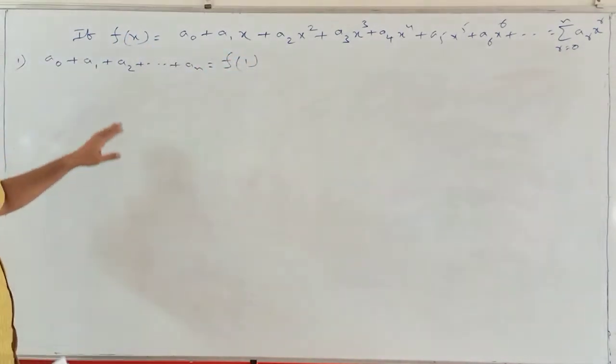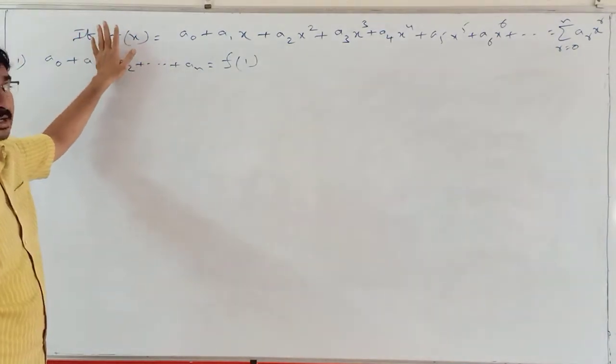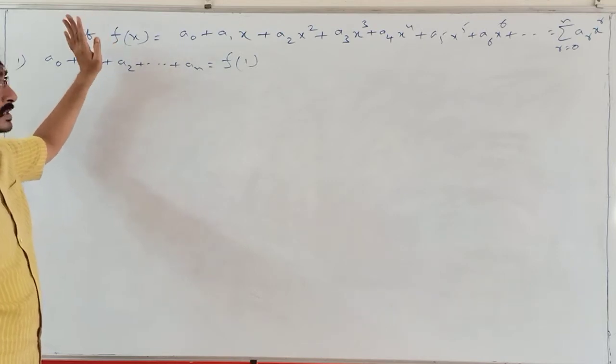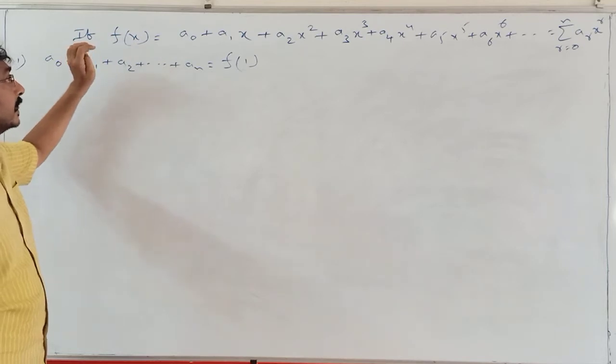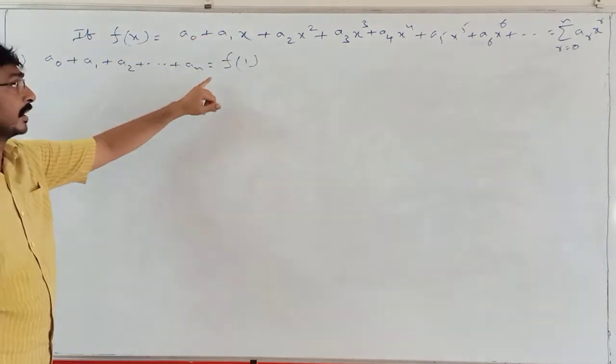So in the place of f of x, some expression is given, some binomial or trinomial, the expression contains 4 terms or 5 terms or 6 terms etc. But the variable is only one, that is x. In that case, the sum of the coefficients formula is f of 1.